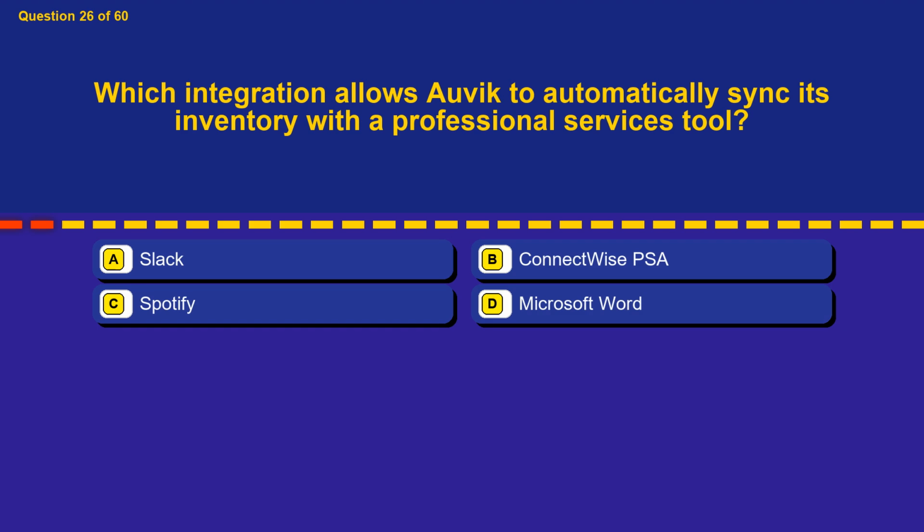Question 26. Which integration allows Auvik to automatically sync its inventory with a professional services tool? Option A. Slack. Option B. ConnectWise PSA. Option C. Spotify. Option D. Microsoft Word.